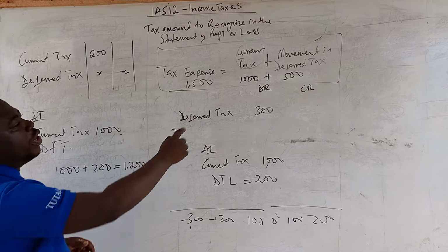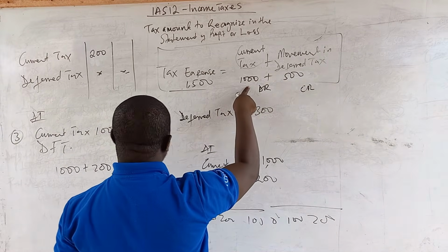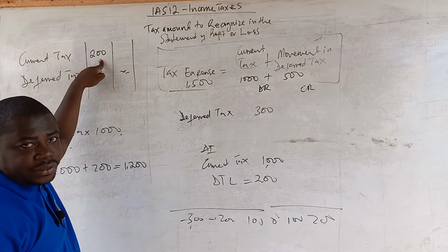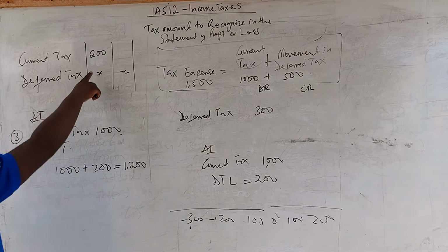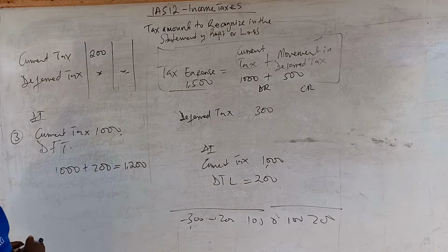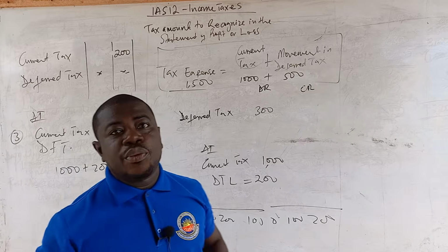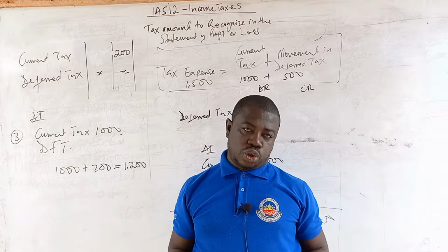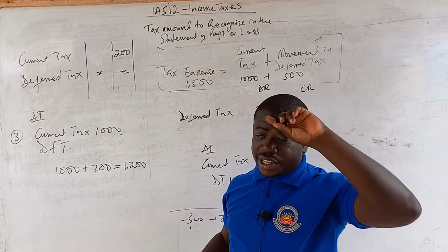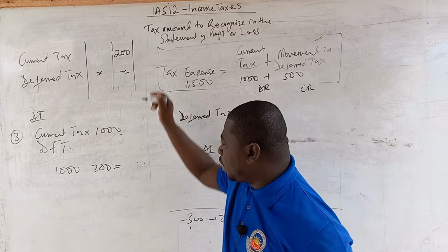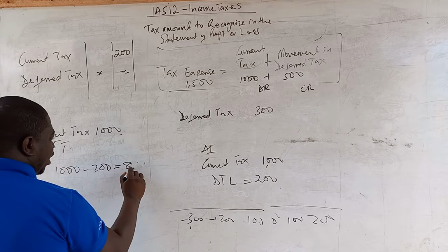So before you even talk about your movement in deferred tax, you need to adjust any over or under provision of current tax from the previous year. If it is on the debit side, it's an under provision. If it is on the credit side, it's an over provision. Over provision means that we have overcharged you last year, so sorry, we are now giving it to you as a tax credit. So it will reduce your current tax. Any over provision on the credit side will reduce your current tax to 800.